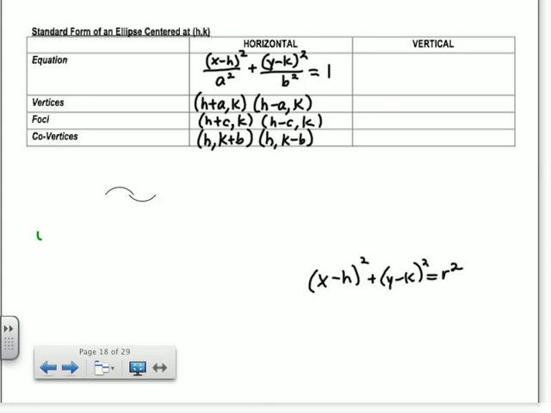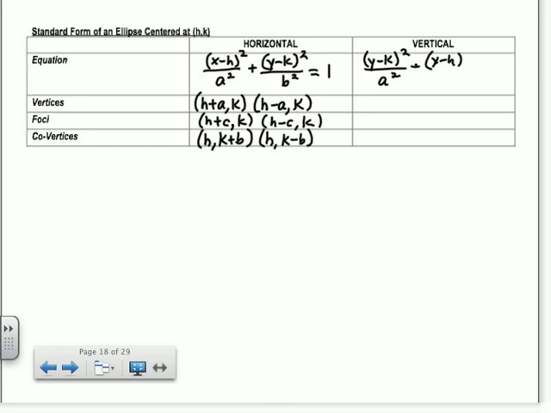Okay, next up. So think about the equation for the next one. We put y squared first. But really the big thing about having y squared is underneath it you're going to have a squared for this vertical. So we're going to have y minus k squared over a squared plus x minus h squared over b squared equals 1. So really the big thing is that a squared is bigger than b squared.